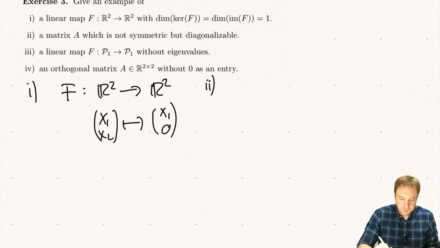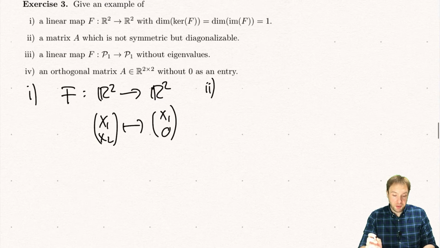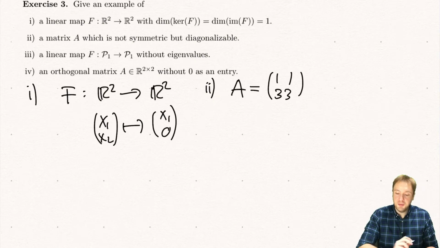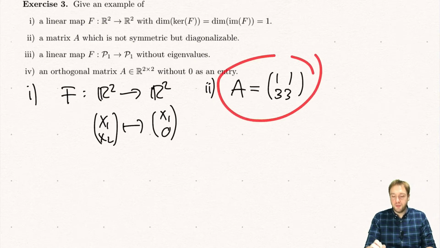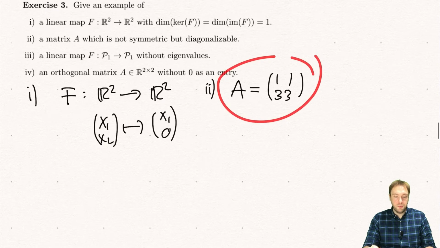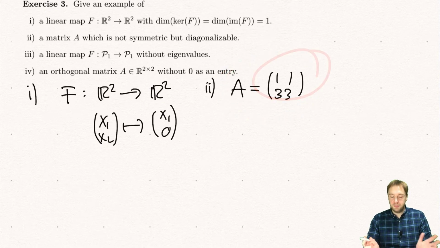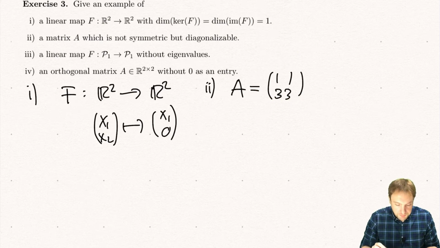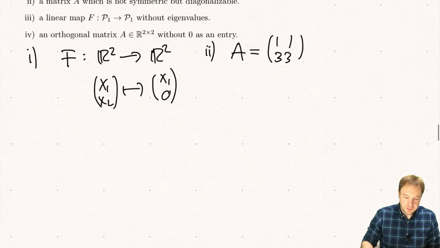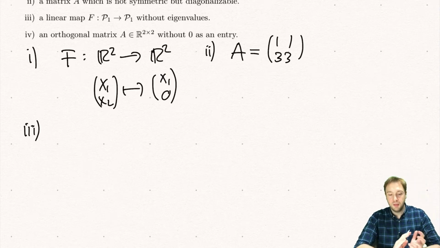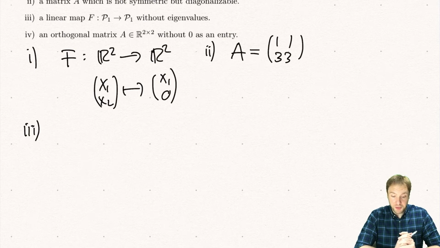Second, a matrix which is not symmetric but diagonalizable. For example, we can choose this here, and this will be part of exercise number 4. There we will diagonalize this matrix, but this matrix is clearly not symmetric. And then a linear map from P1 to P1, the polynomial functions of degree smaller or equal to 1, without eigenvalues.